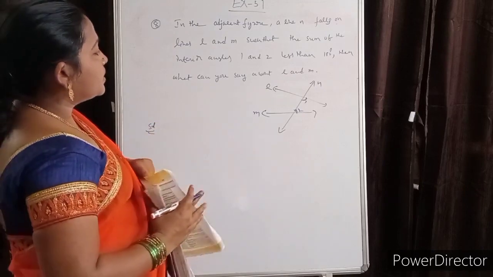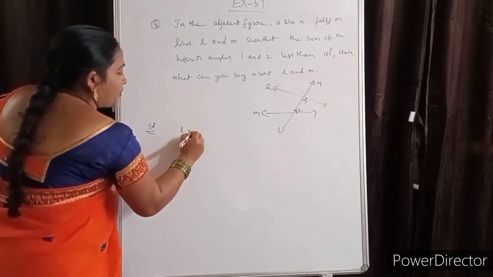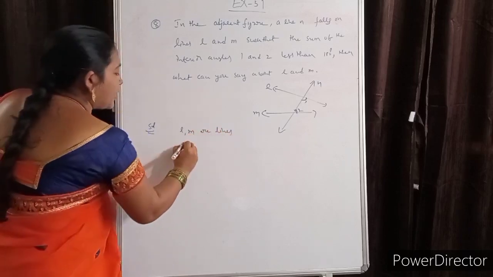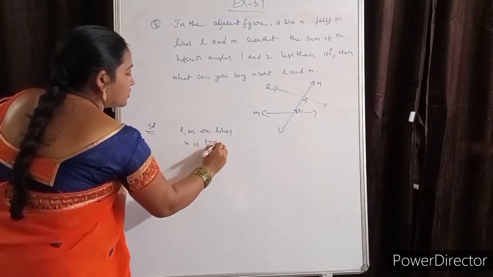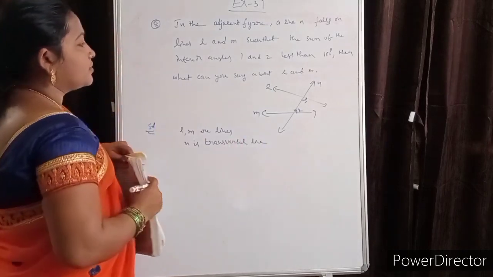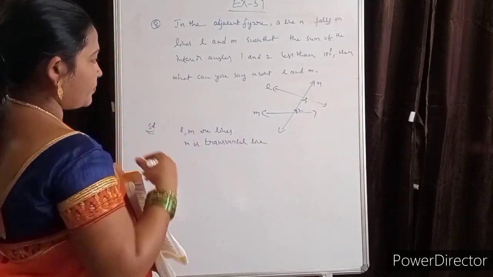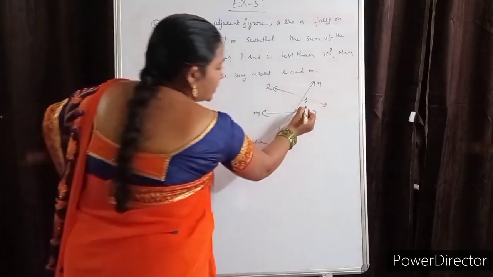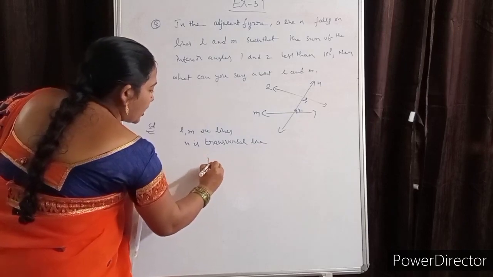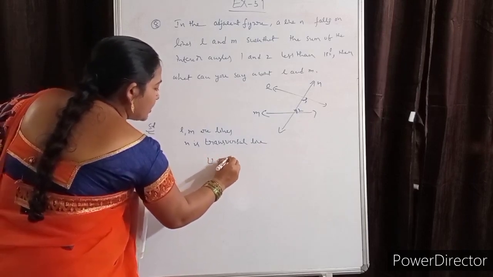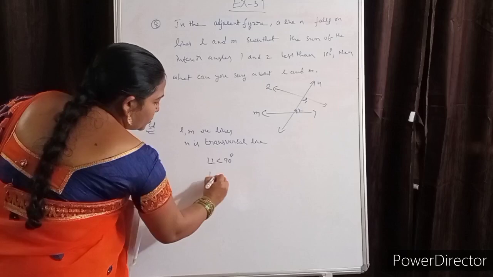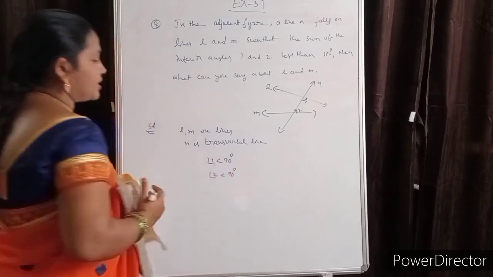Solution. L and M are lines. N is a transversal line. Okay. Already we know that angle 1 is less than 90 degrees. Angle 2 is also less than 90 degrees.